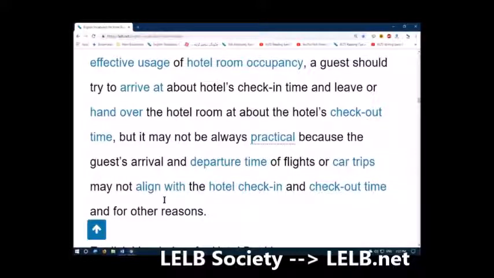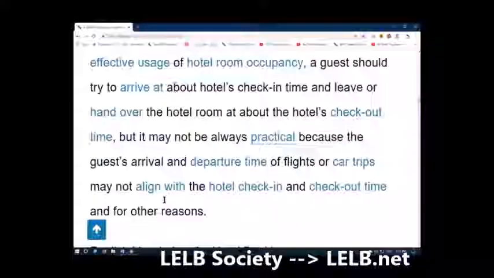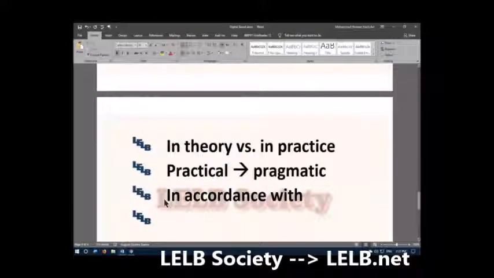Because the guest's arrival and departure, remember, arrival and departure are antonyms, exact opposites, time of flights or car trips may not align with, which means agree with, or be in accordance with, the hotel check-in and check-out time, and for some unexpected reasons, let's say there are some unexpected events.